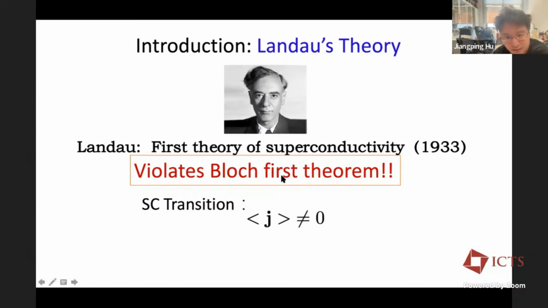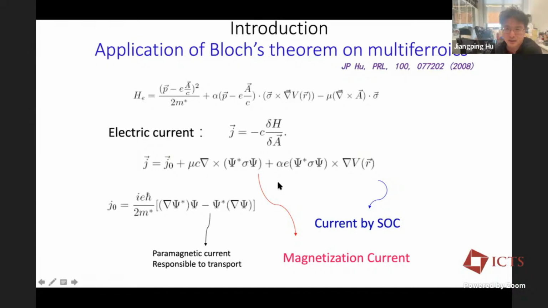In fact, this Bloch theorem can apply to multiferroics. I noticed this very early on, in what is called the second type of multiferroics, which basically means magnetism-induced ferroelectricity. If you think about how magnetism induces ferroelectricity, you can write down the single-electron Hamiltonian and calculate the electric current. The electric current has three terms. One is the standard paramagnetic current, then we also have the magnetization current, and then a spin-orbit coupling term, which gives a current induced by spin-orbit coupling.